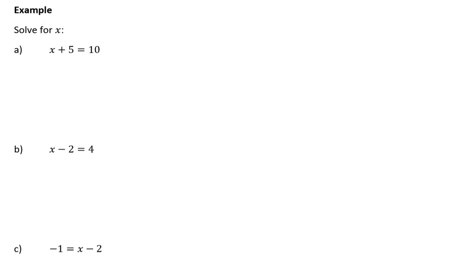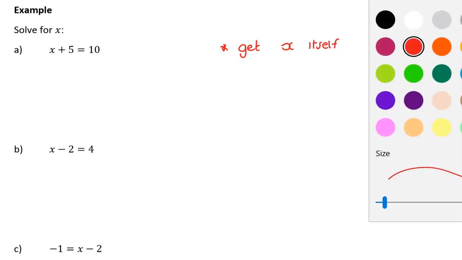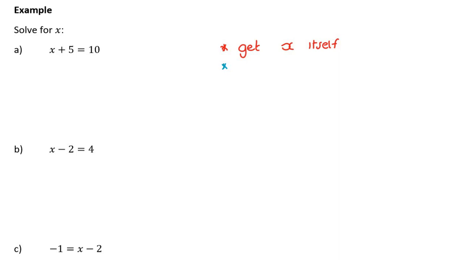So when I teach my grade 8s, I always say to them, if you look at x plus 5 equals 10, the whole point of this is to solve for x, which basically means get x by itself. So I always say to myself, what is attached to x that I need to get rid of?